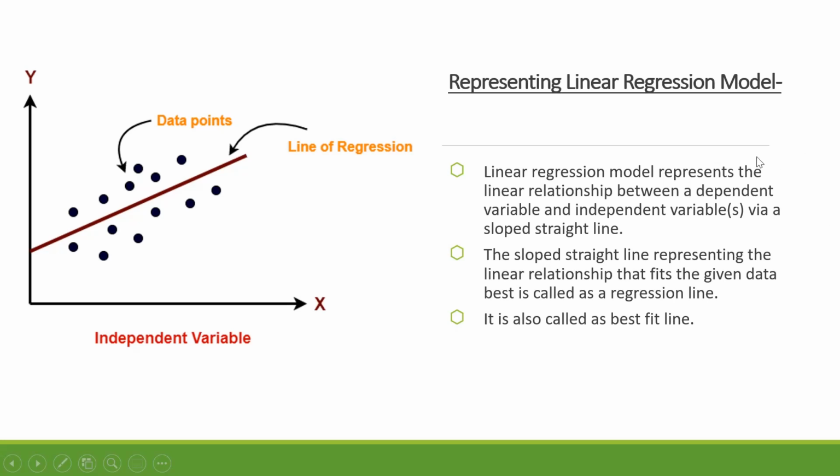How do I represent the linear regression model? It is the relationship between a dependent variable and independent variable via a sloped straight line. The sloped straight line represents the linear relationship that fits the given data best. This is also called as the regression line. This line is also referred to as the best fit line. Here come the data points I have plotted between the x and y axis.